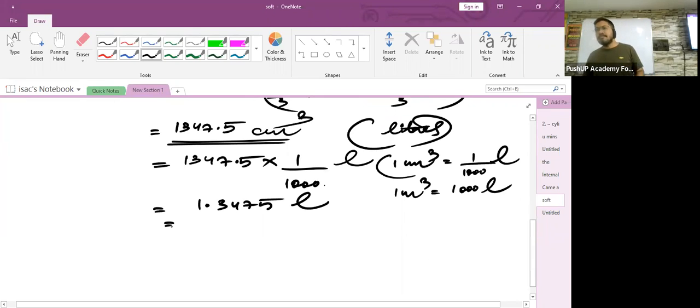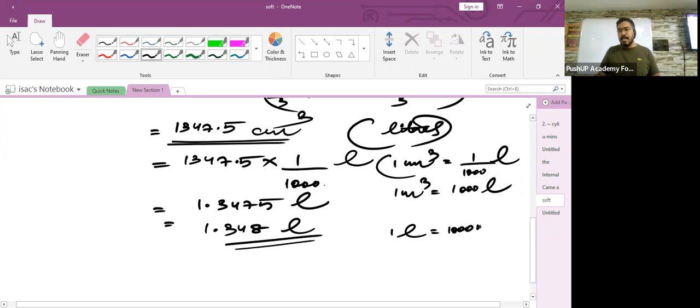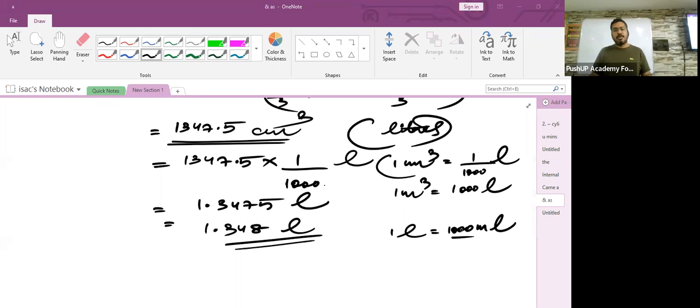Just round it off to 3 decimal places, because 1 liter is equal to how many milliliters? 1,000, sir. 1,000, isn't it? Yeah. So children, after the decimal point, just round it off to 3 decimal places and then write liters, because each liter will have only 1,000 milliliters, isn't it? So you have to round it off to exactly 3 decimal places. If you put the 4th decimal place, technically it is wrong. Okay, technically it is wrong.